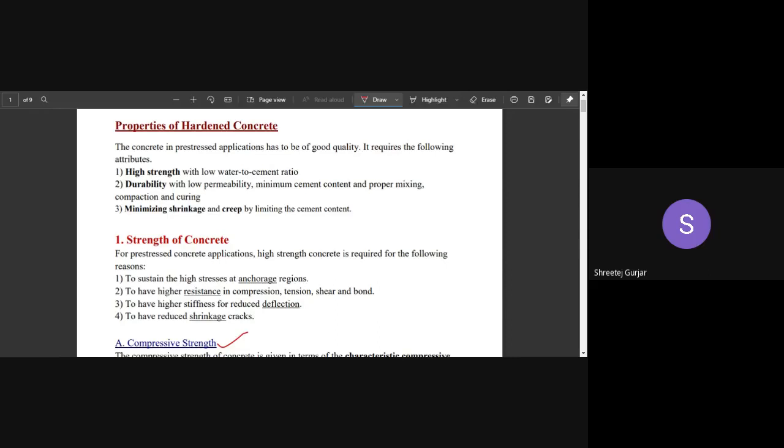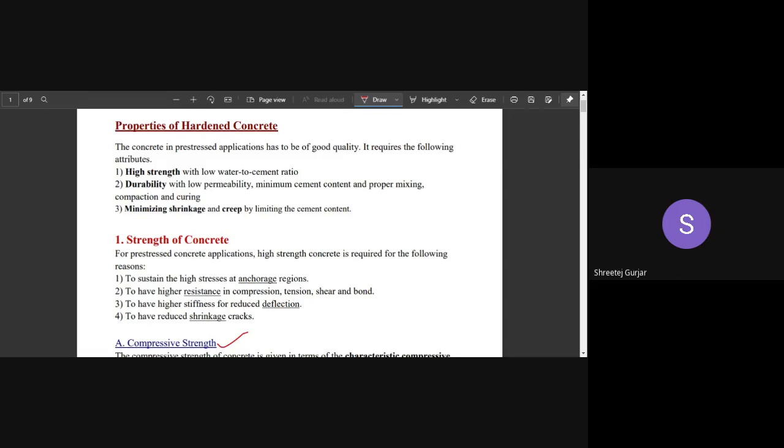Okay, so from your exam point of view, these properties of concrete and steel, the properties of steel and concrete which you are studying are not very important. They are not very frequently asked in your external exams. But from a syllabus point of view and a subject point of view, it is very important to study these properties of your concrete and steel.